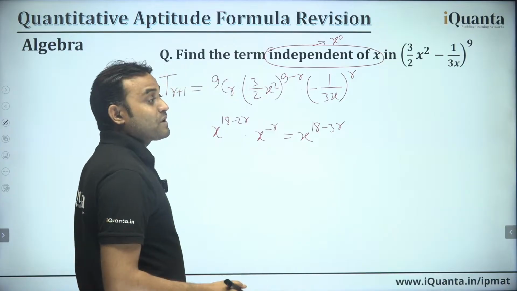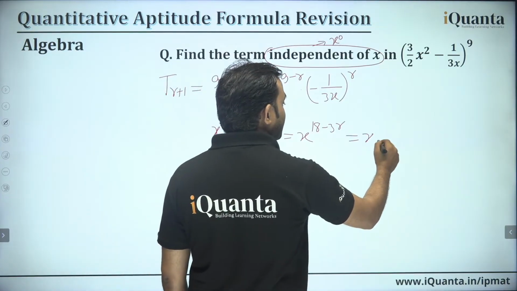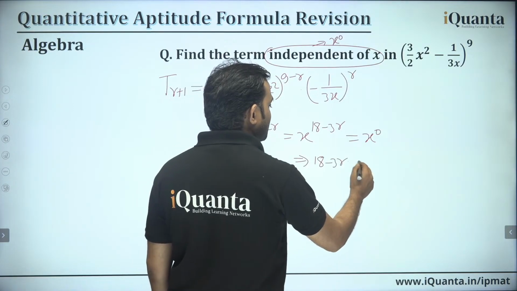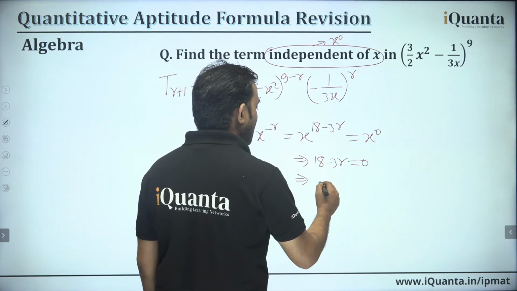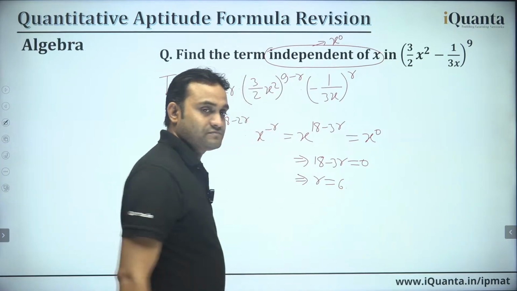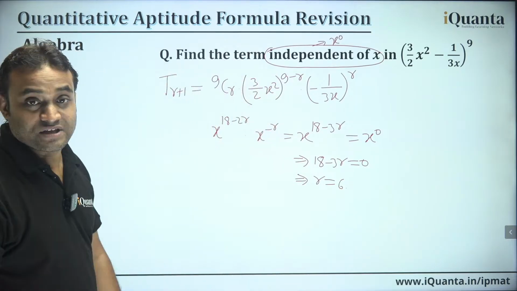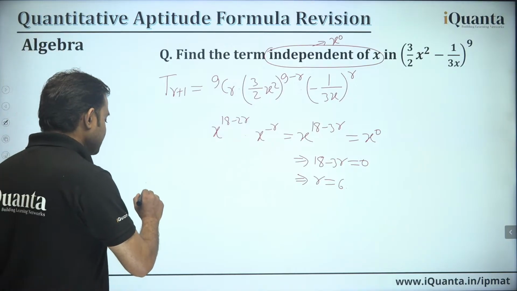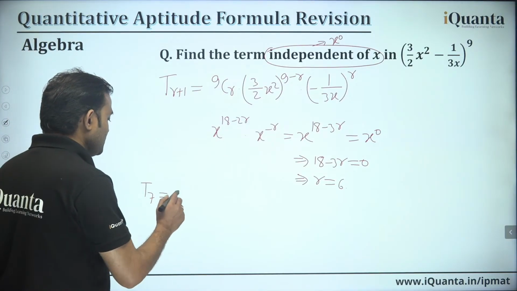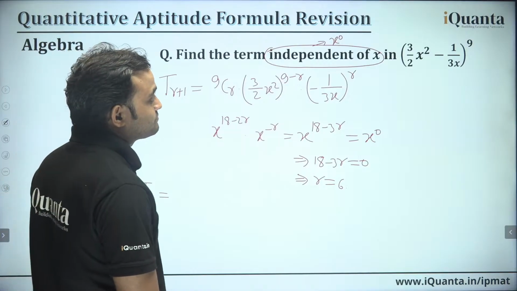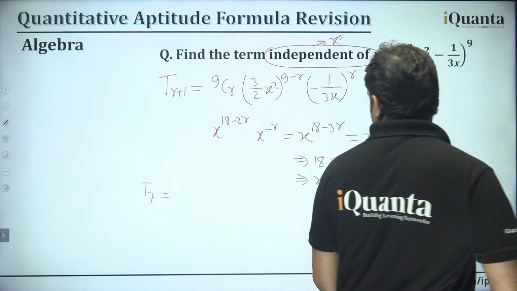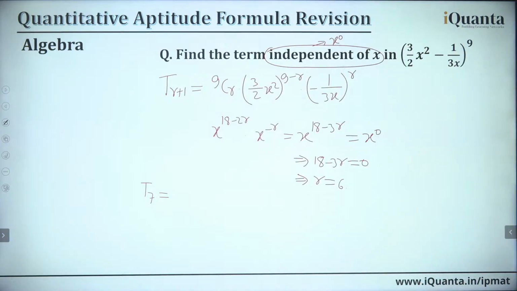So the power of x should be 0, independent of x. Can I say that 18 minus 3r should be equal to 0, or r should be equal to 6? If r is equal to 6, what will be the coefficient? Put r is equal to 6, means the T7. We are looking for the 7th term. If you put 7th term, means r is equal to 6.